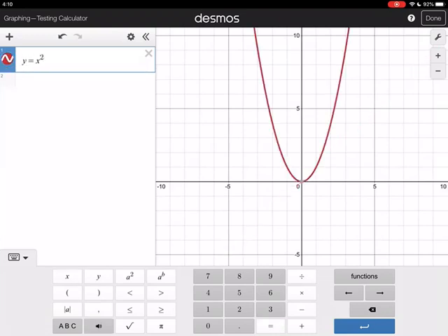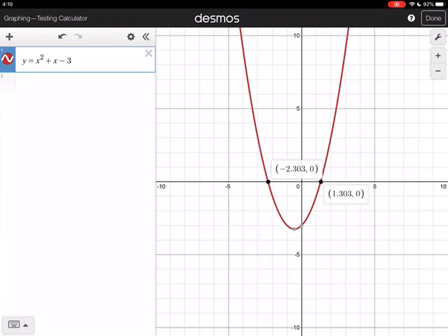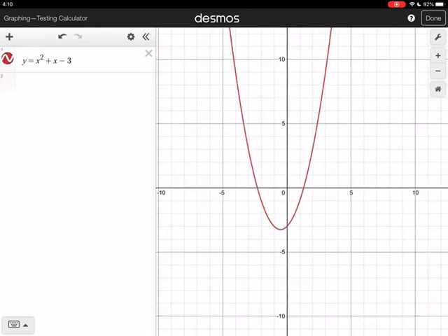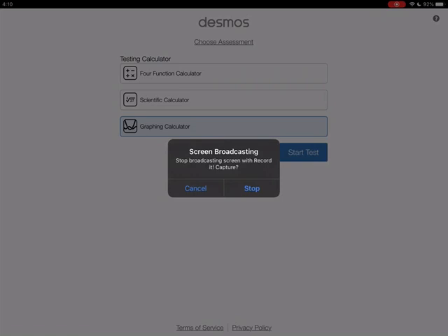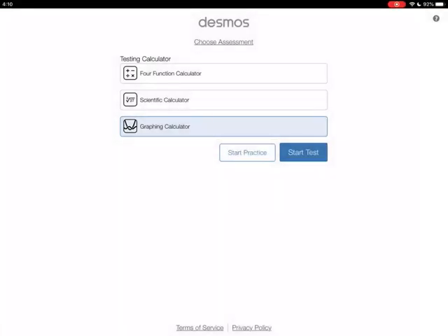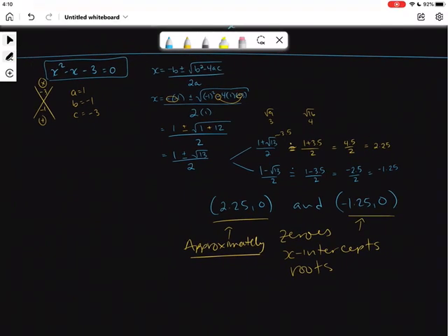You're going to see these decimal numbers on the x-axis, okay? So let's graph it. We have y equals x squared plus x minus 3. There we go. And when I click on these, there you have it. So my approximation isn't perfect, right? I think I had negative 2.5 or something? Hang on a second. Okay, so I have negative 2.3 and positive 1.3.